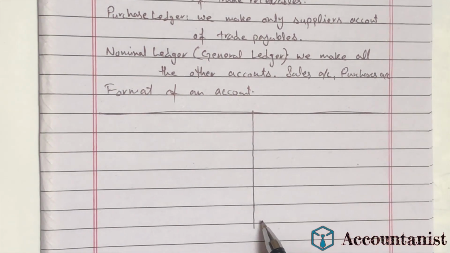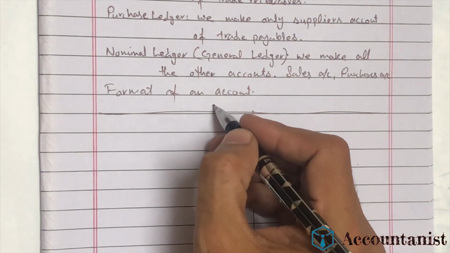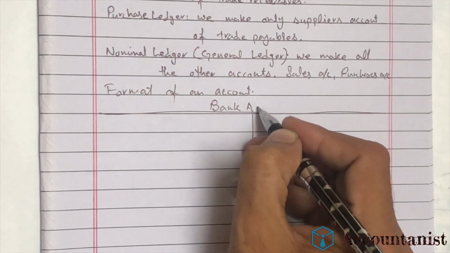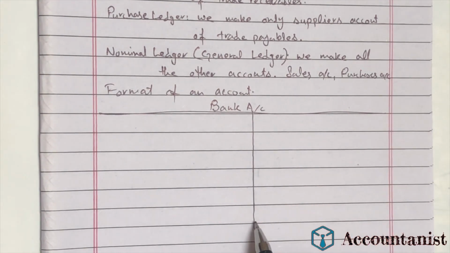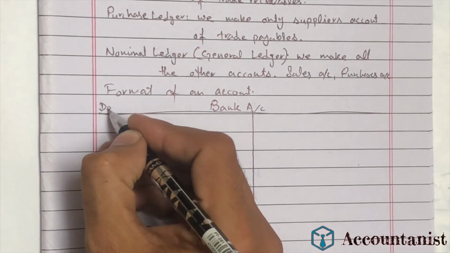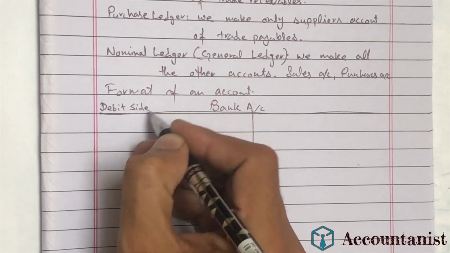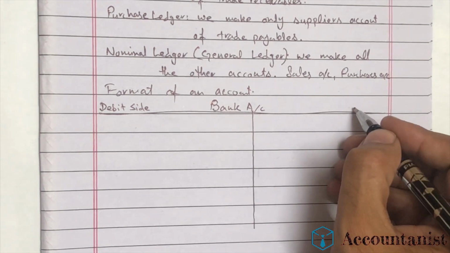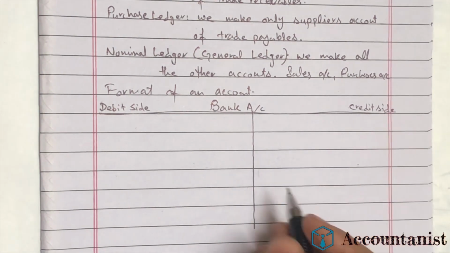Over here we are going to name the account, like the title of the account. Let's suppose that I'm going to make the bank account. So that's the title of the account. The left side from this line we call the debit side, in which we record the debit entries. The side on the right we call the credit side, which means we are going to record all the credit transactions here.